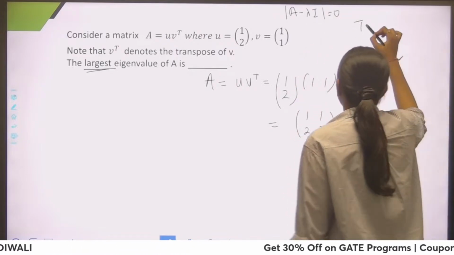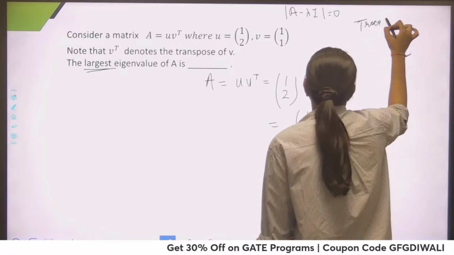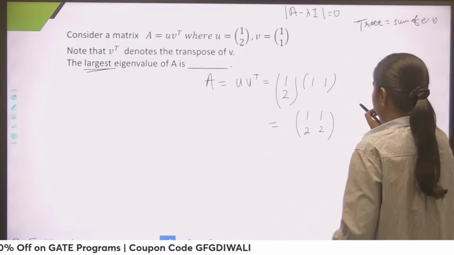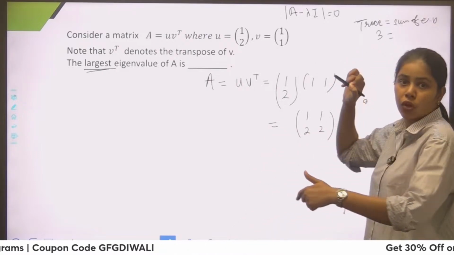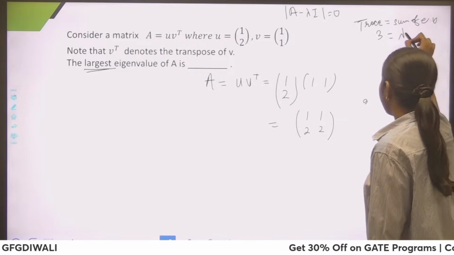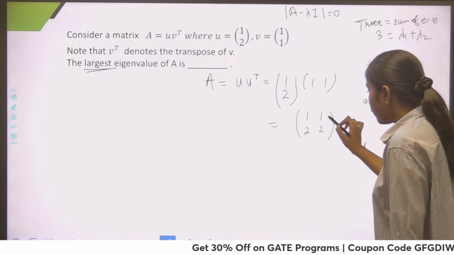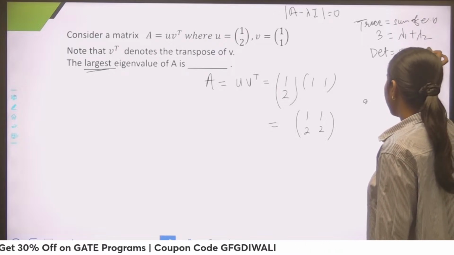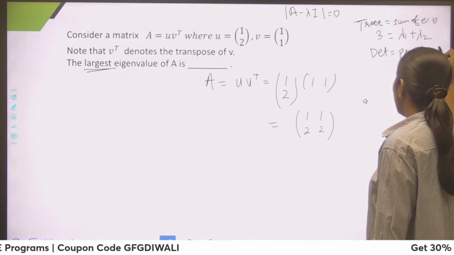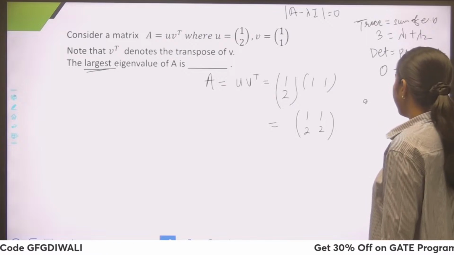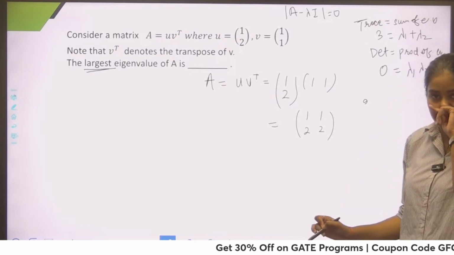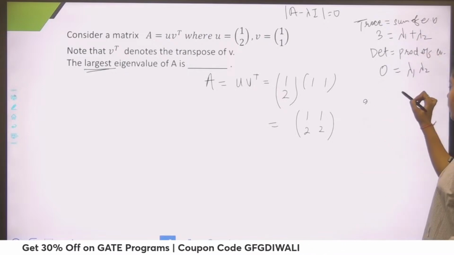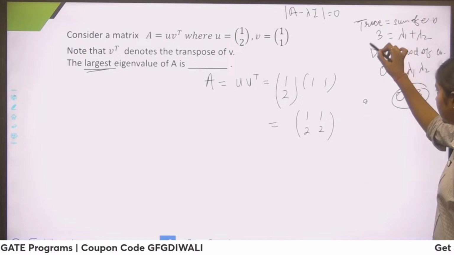Or otherwise, you can write that the trace is equal to the sum of eigenvalues. Here, what is the trace? The trace is 3. And because it is a 2 cross 2 matrix, we have 2 eigenvalues, so lambda 1 plus lambda 2 is 3. Also, the determinant is equal to the product of eigenvalues. The determinant is 0 and the product of eigenvalues is lambda 1 into lambda 2. So obviously one of the eigenvalues should be 0 if the product is 0. One eigenvalue is 0 and another eigenvalue is 3. Then these two equations get satisfied.